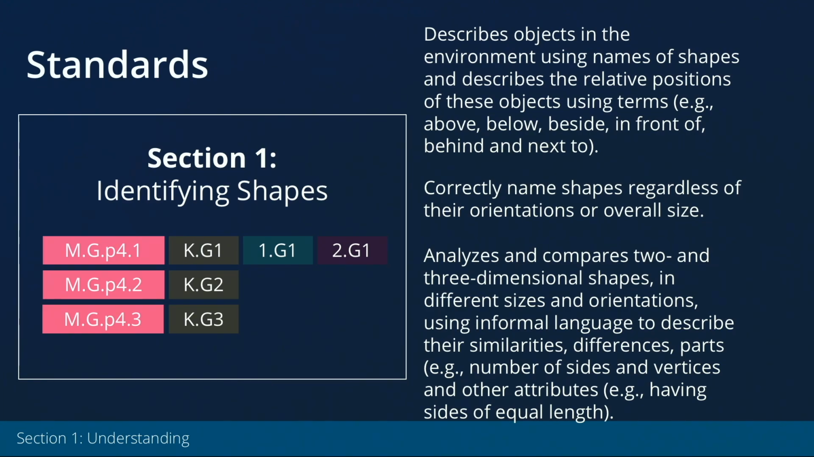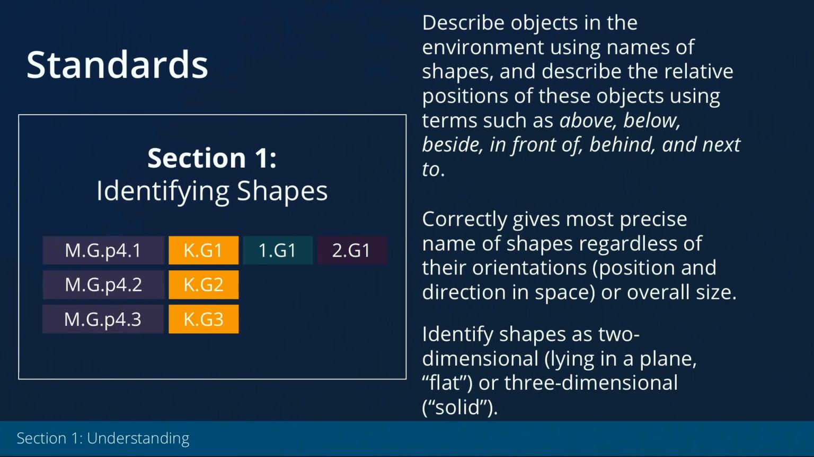So that's in preschool. We see some similar things at kindergarten in terms of expectations for students. Students are expected to describe objects in the environment using names of shapes. They're expected to give precise names of shapes, and they're expected to identify shapes as 2-dimensional or 3-dimensional.